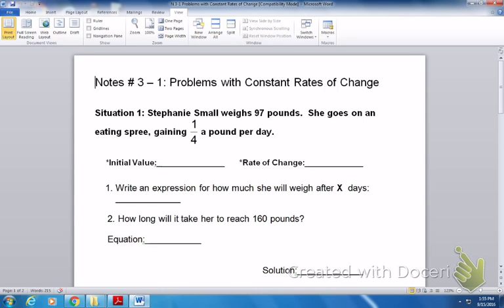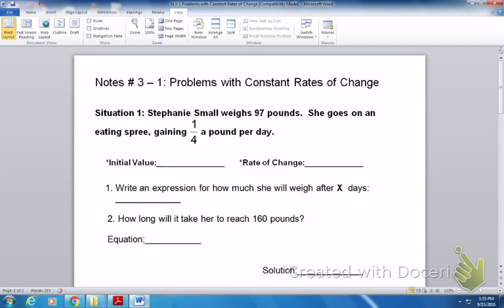So today we're going to be talking about problems with constant rate of change. A rate of change is just another word for slope. So basically that's what we're going to be dealing with today. So number one, or situation one, says Stephanie Small weighs 97 pounds. She goes on an eating spree and gains 1/4 a pound per day.